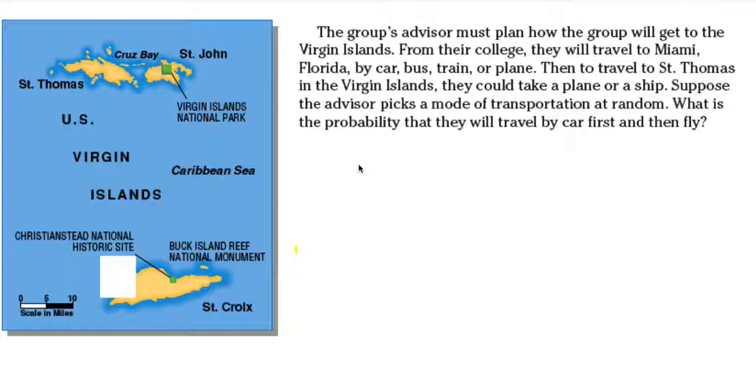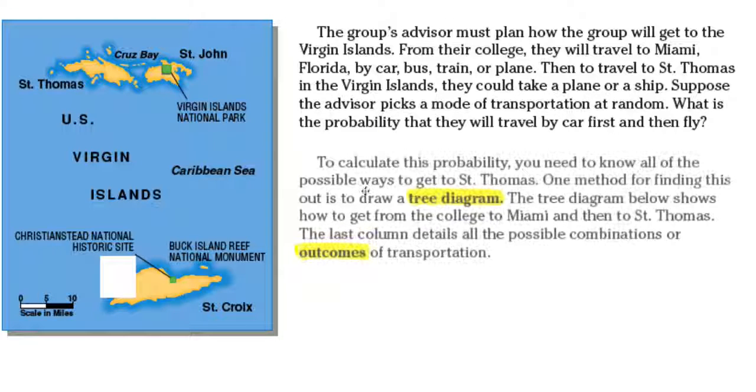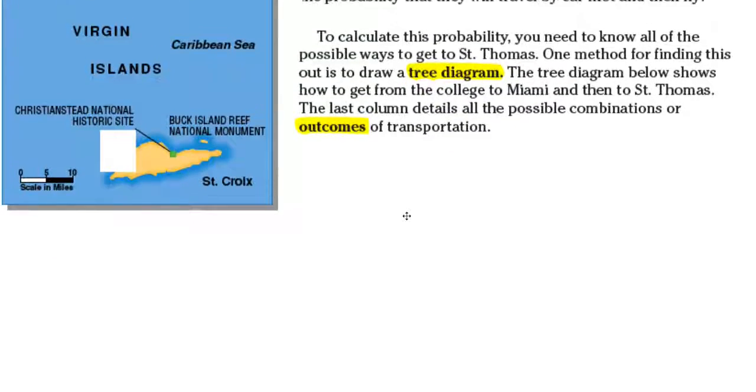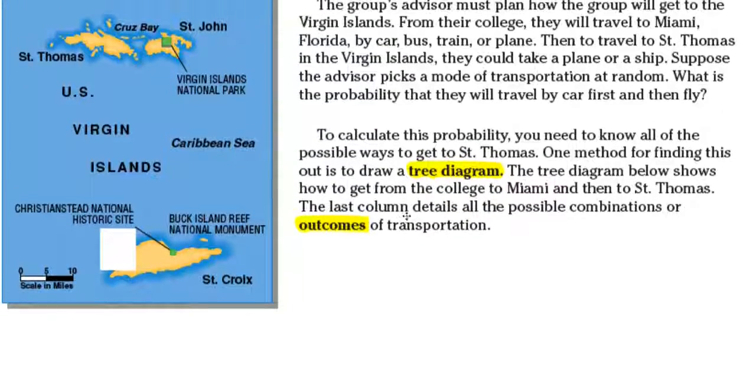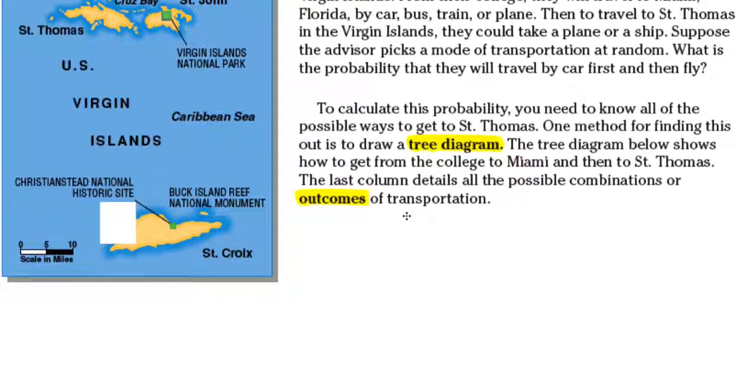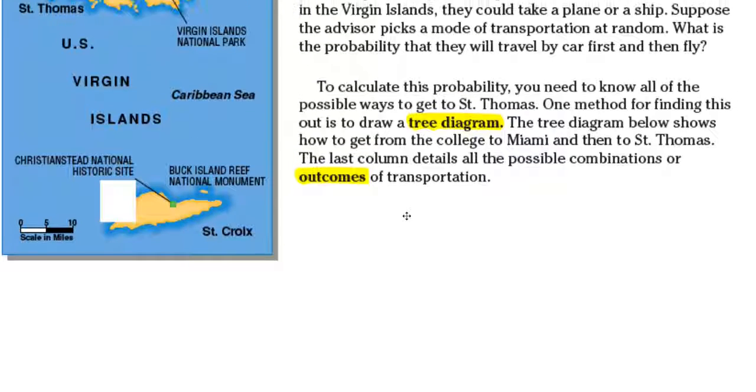Okay, so to calculate this probability, you need to know all of the possible ways to get to St. Thomas. One method of finding this out is to draw a tree diagram. The tree diagram below shows how to get from the college to Miami and then to St. Thomas. The last column details the possible combinations, or outcomes, of the transportation.